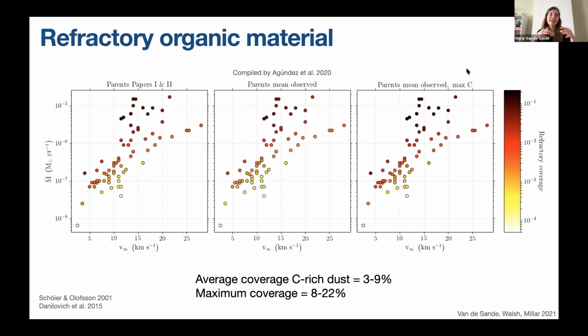So it doesn't enter the ISM bare, but at the same time, it's not significant enough to influence the ISM. But if we look at these higher mass loss rate outflows, the coverage can range between 8 to 22%. So looking at certain specific outflows in more detail will be interesting to see what type of refractory organic material and how much of it they produce.